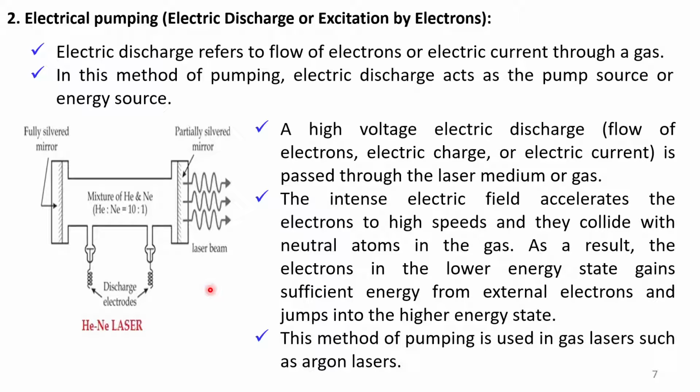Now such a type of pumping method is used in gas lasers. So students, remember how the electrical pumping is used to achieve the population inversion and where it is used. Mostly the electrical discharge or the electrical pumping is used in gas lasers.